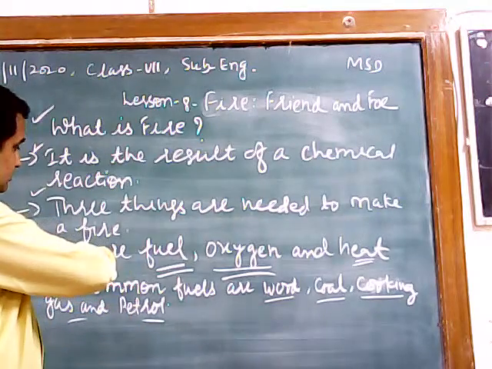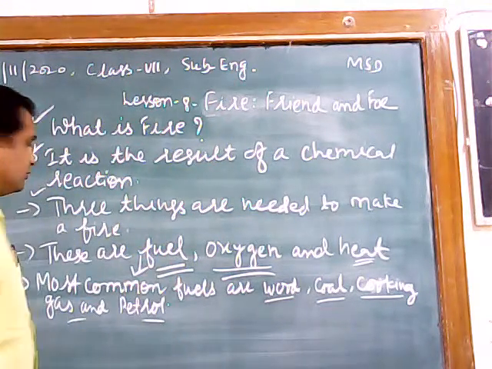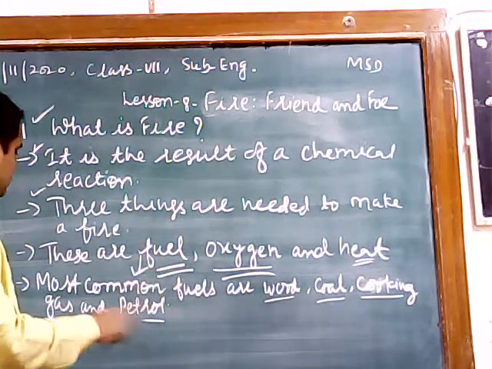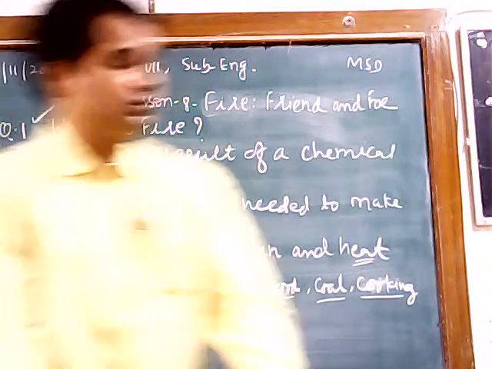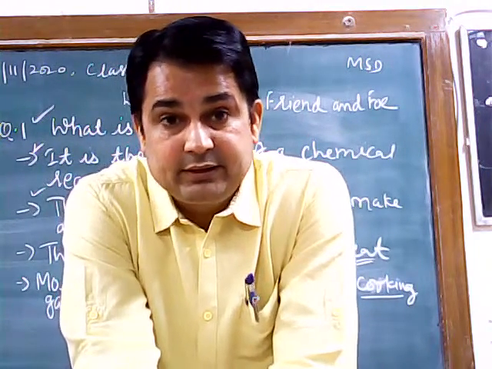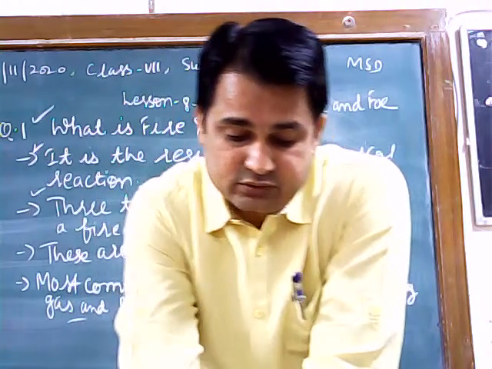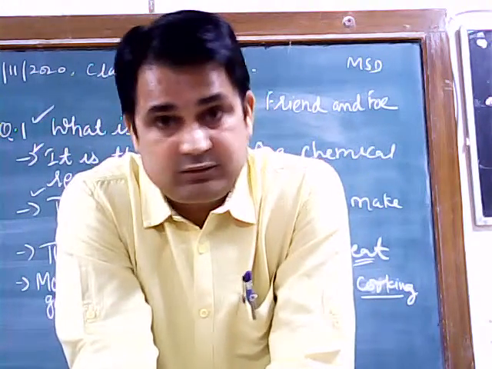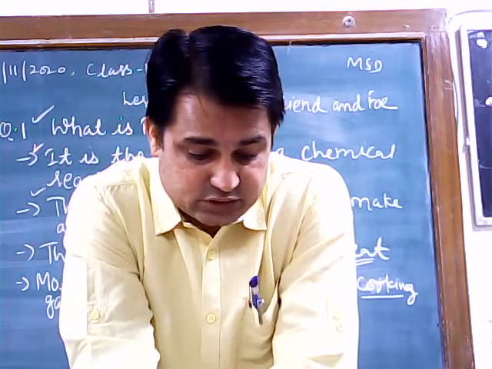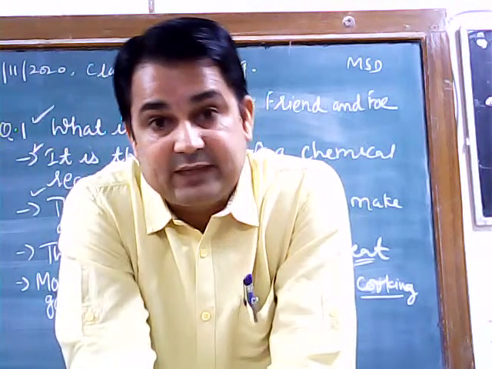So, what is required? First of all, fuel is required. The most common fuels are wood, coal, cooking gas, and petrol. Then the next is, children, the air naturally has oxygen. Air remains available, so that is oxygen.